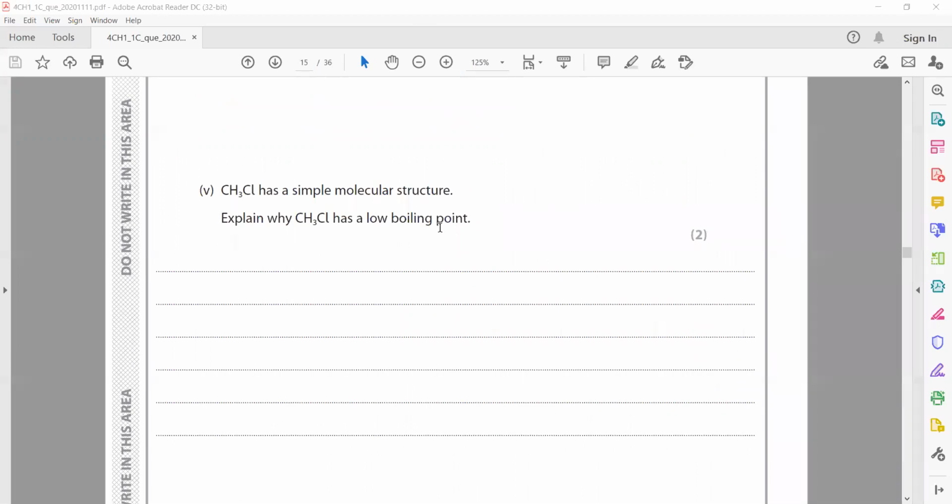CH3Cl is a simple molecular substance. Why is the boiling point lower? Because of weak attraction, weak intermolecular forces, so it requires less energy.